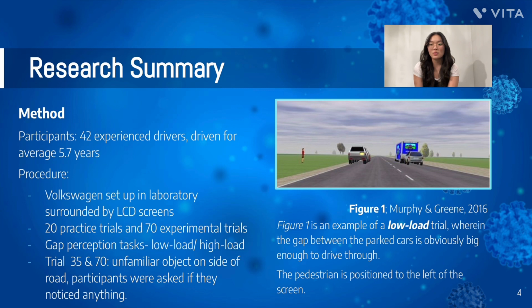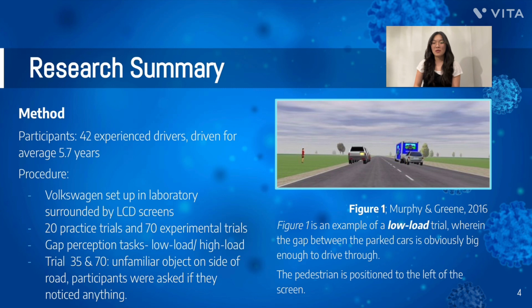To become accustomed to the simulation and controls, all participants were given a 10-minute practice drive. 20 practice trials were completed before conducting 70 experimental trials. In the experimental trials, there were many gap perception tasks along the road, where 3 vehicles on either side of the road appeared in front of the car. Participants were to judge whether or not they could indicate left and fit into the gap or pass around the vehicles to the right because the gap was too tight.